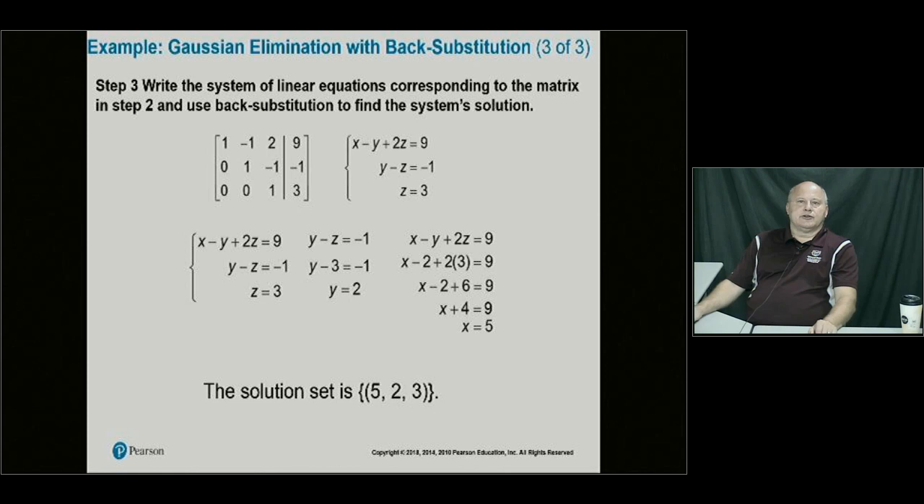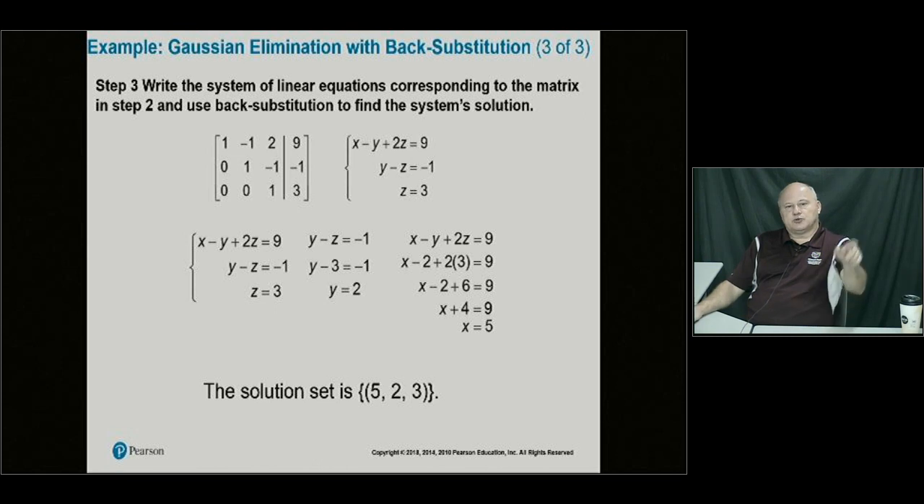So the solution set is 5, because that's what x was, y, which is 2, and z is 3. That's an ordered triple. Okay? So that is what we call Gaussian elimination. Okay? So it uses row echelon form.